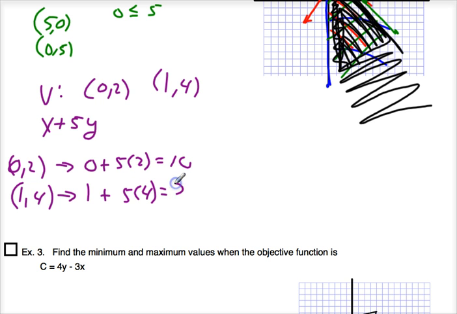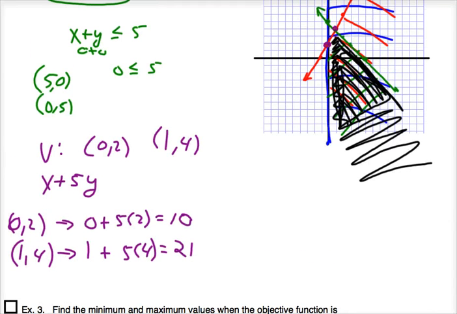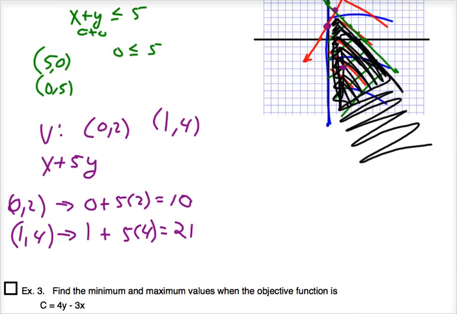is 21. Now what this means is that either 10 is the smallest number I can get or 21 is the biggest. I'm not sure yet, but I know that's the case. If you want to figure out which one's which, just pick any other point in the feasible region. I don't know, let's use 2, negative 4, just because I felt like it. It just has to be in the feasible region. I'd advise you to get a little bit farther away from your vertices, so that's why I went down there.